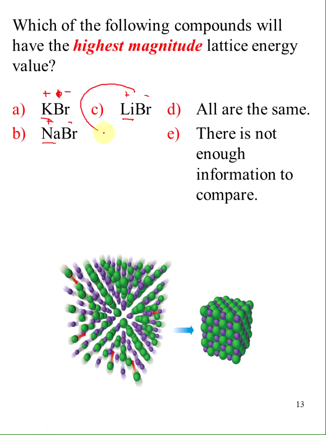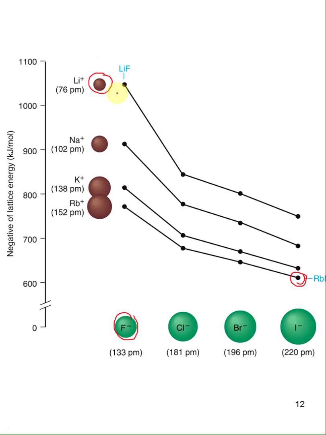Thinking back to our slide from the previous one, lithium bromide would give us the largest lattice energy, because this is our lithium bromide, this is our sodium bromide, this is our potassium bromide, and this bottom one here is our rubidium bromide.